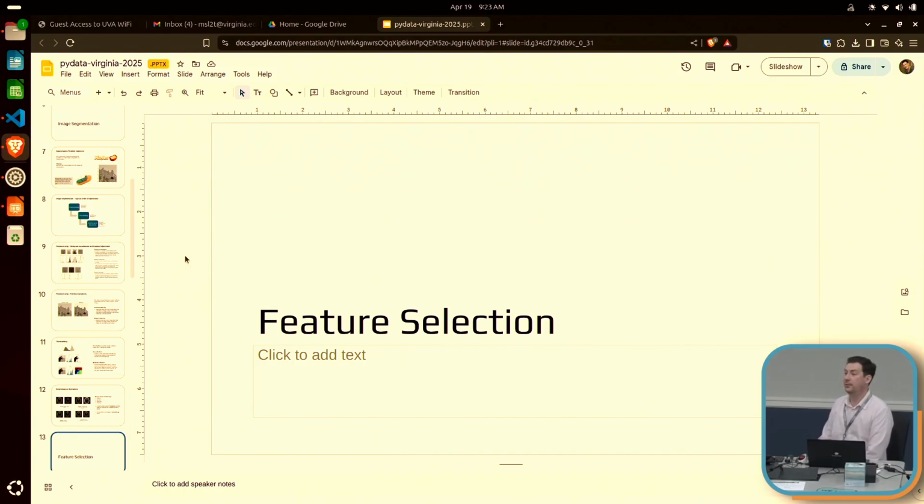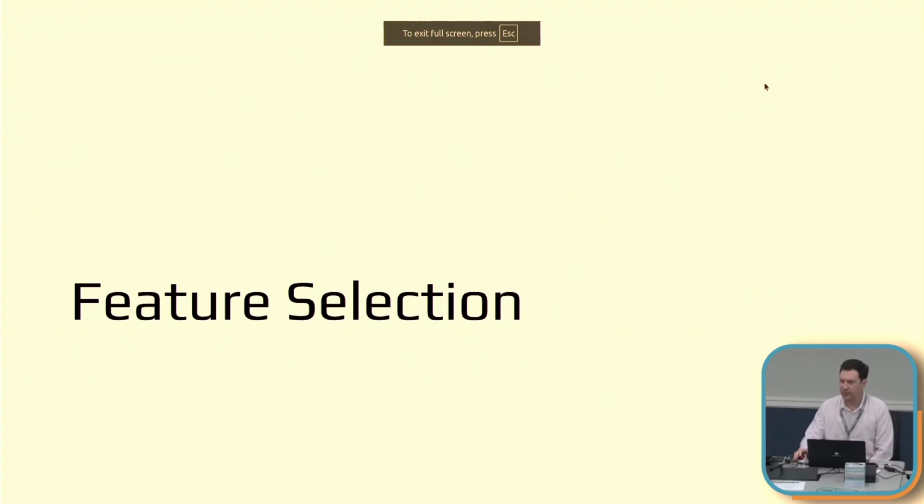Any more questions? Okay. So that's our segmentation portion of the pipeline, and all this can be automated as you deploy this in production. So now let's talk about feature selection.